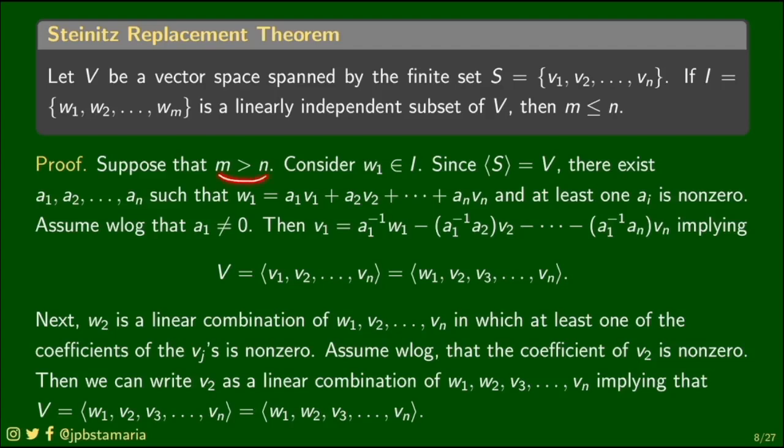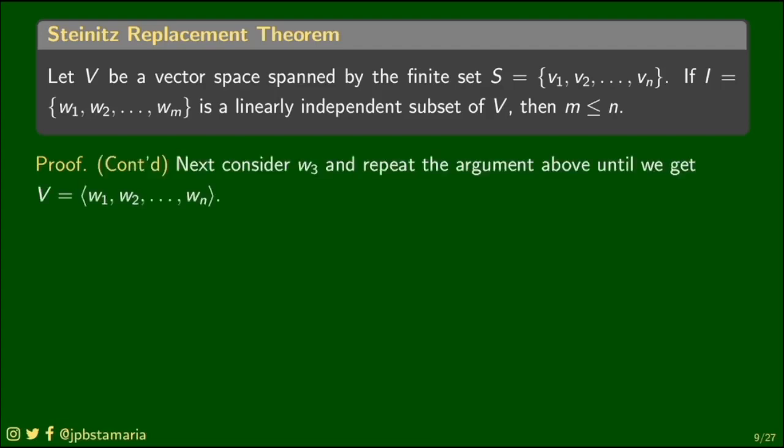Now here we are under the assumption that M is greater than N, meaning to say there are more W's than V's. In the end, what will happen is that everything in S will get replaced by a W because there are more W's than V's in our assumption. So we next consider W3, and once again we repeat the argument above until we get V as a span of W1 up to Wn. What happened? Each one of these now was replaced by W.